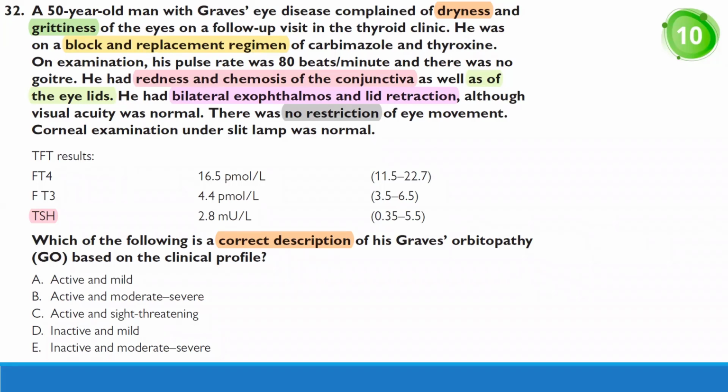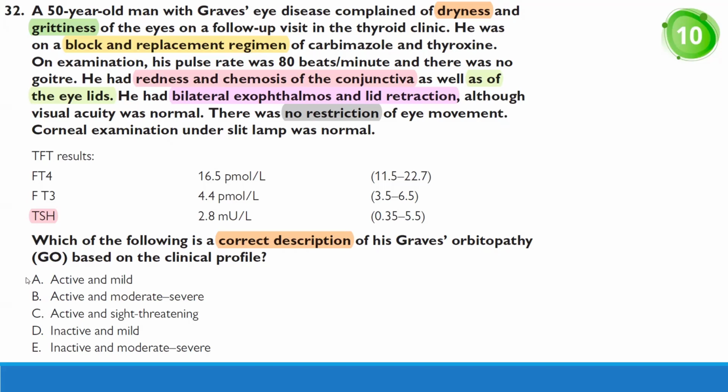Active and mild, active and moderate to severe, active and sight threatening, inactive and mild, inactive and moderate to severe. He is active and mild. Active and mild. Actually, this question is difficult, but you should know how to differentiate between active and inactive, and how to differentiate between mild, moderate to severe, and sight threatening. And actually, we can exclude some items. For example, redness and chemosis of the conjunctiva and eyelid mean the patient is active. So we can exclude inactive, which is options D and E. And also there is no manifestation of sight threatening, so we will exclude option C.